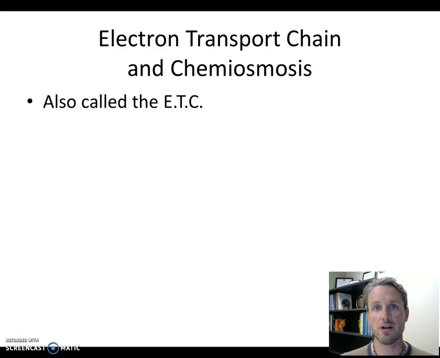So the electron transport chain and chemiosmosis, sometimes we also just refer to this as one step, and we'll shorten the name down to the ETC for the electron transport chain. So if you see ETC, that just stands for electron transport chain as well.